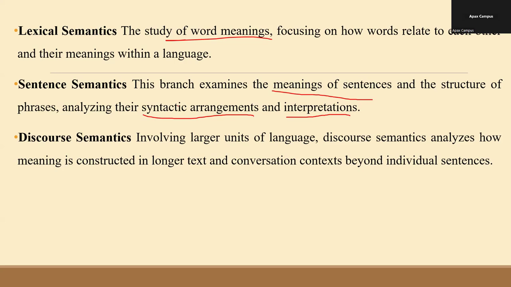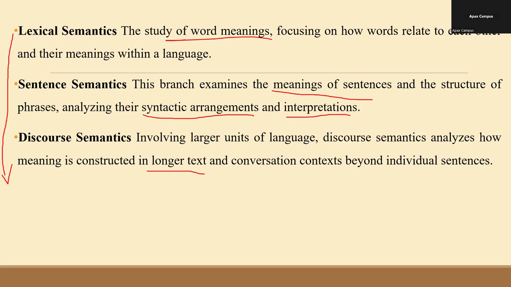Discourse semantics involves larger units of language, units larger than a sentence. Discourse semantics analyzes how meaning is constructed in longer text and conversation, context beyond individual sentences. So this goes according to an order, starting with word, then sentence, and then discourse. Discourse, as you can understand, talks about any text that is longer than a sentence, beyond a sentence. It can be a paragraph.